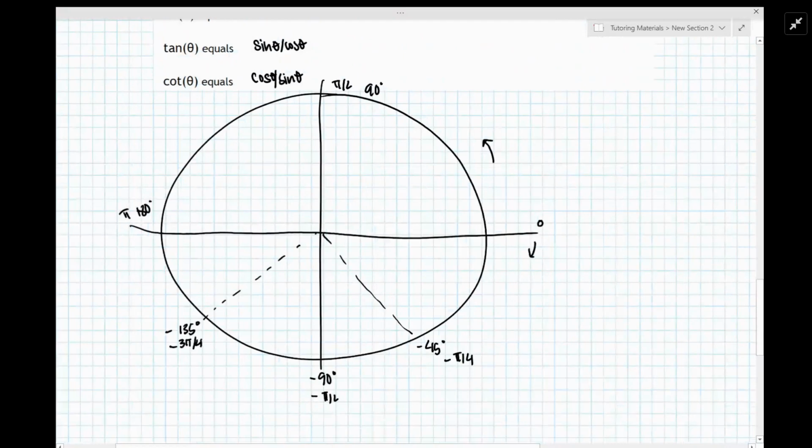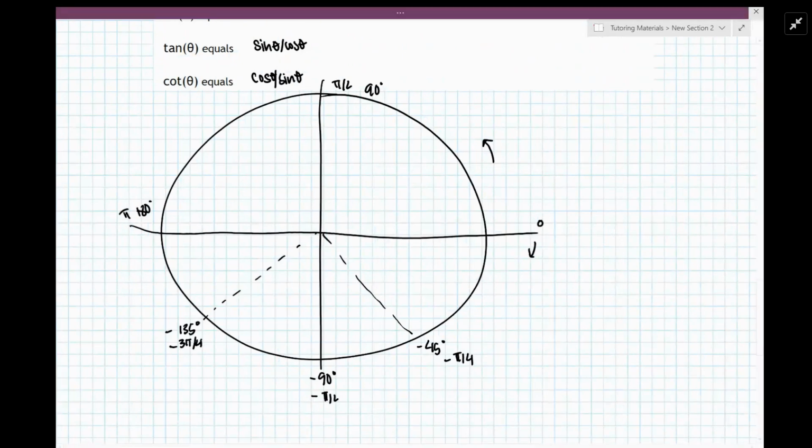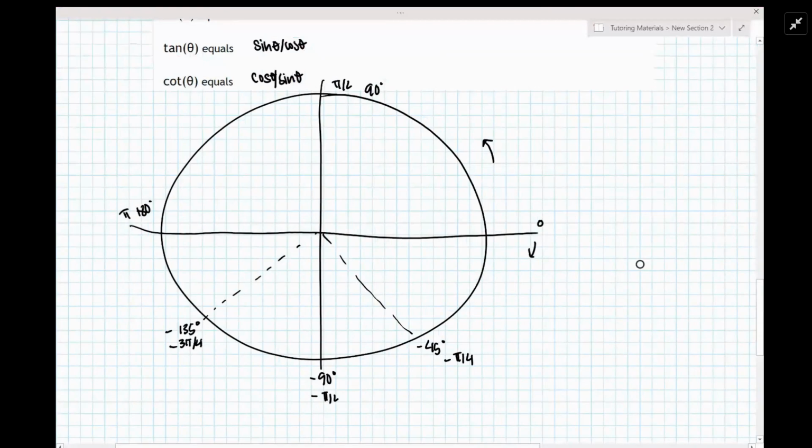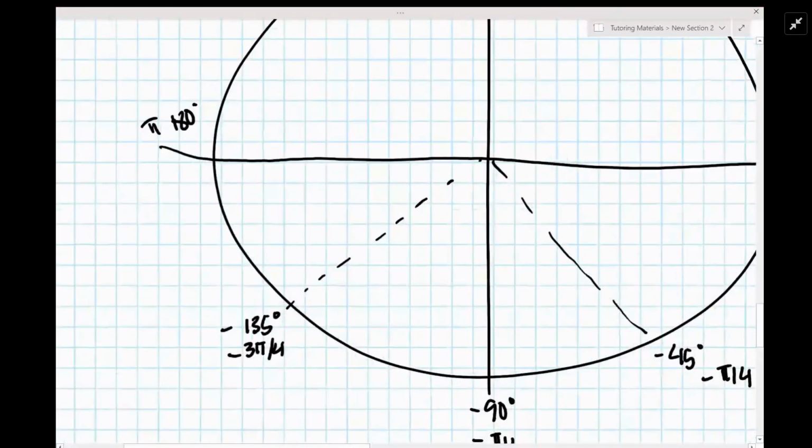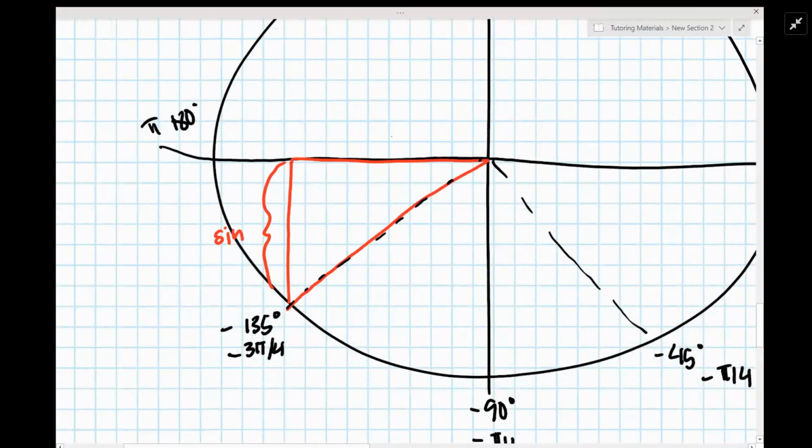If you don't understand how I got here, that's a longer conversation. Shoot me a message. Let's chat. But let's just go forward from here. So in order to find what sine and cosine are, we need to use this triangle here, because this vertical distance is sine, and this horizontal distance is cosine. So we're going to come back to that.